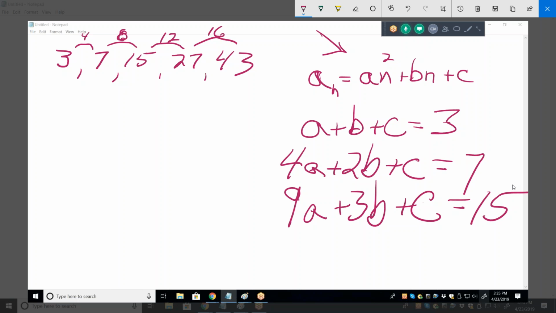Shall we solve this? This is actually not that hard to solve. Because we have a plus c in all three equations, we can subtract 1 from 2 to eliminate c, and then we can subtract 2 from 3 to eliminate c, and we'll have two equations with just a and b. Should we do it? Sure. Let's try it.